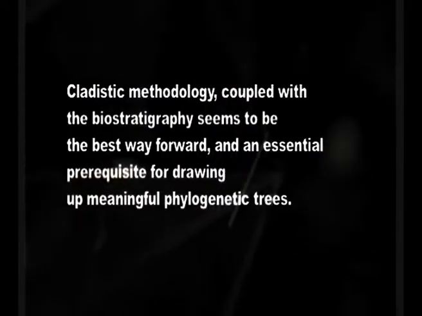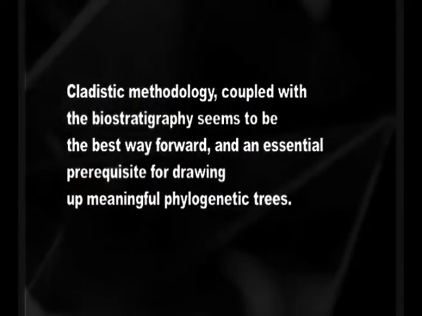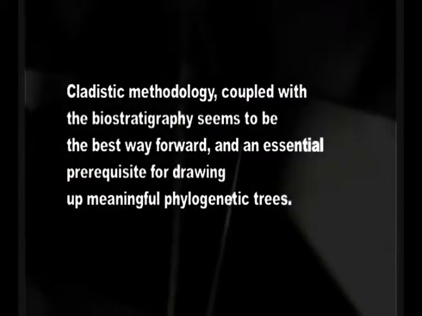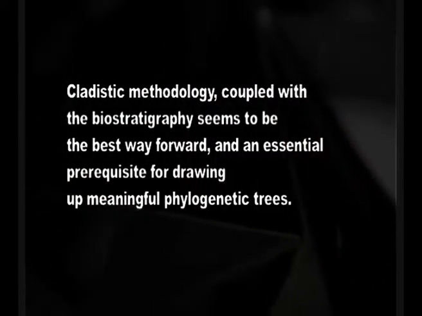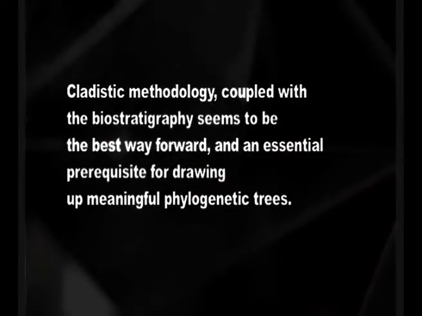The ultimate problem, not only for cladism but for all the taxonomic methodology, results from convergent evolution. Resemblances in characters or character states may have nothing to do with the recency of common origin, but result from convergence, and it may not always be possible to disentangle the results of the two. Even so, cladist methodology coupled with biostratigraphy seems to be the best way forward and an essential prerequisite for drawing up meaningful phylogenetic trees.